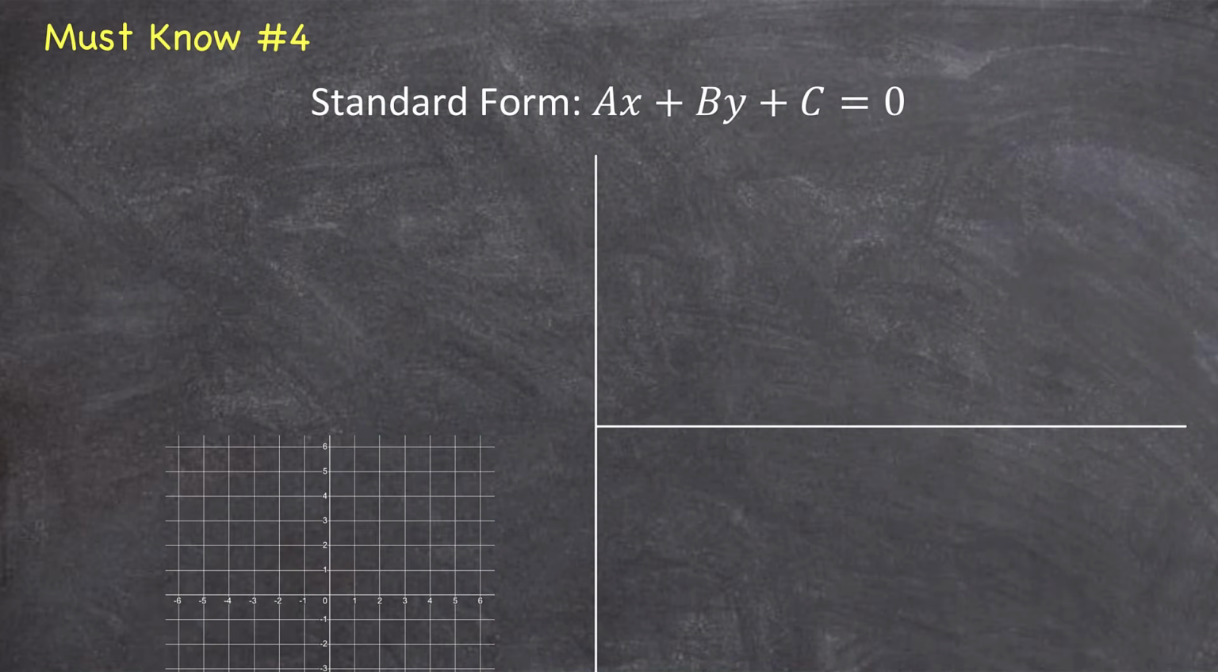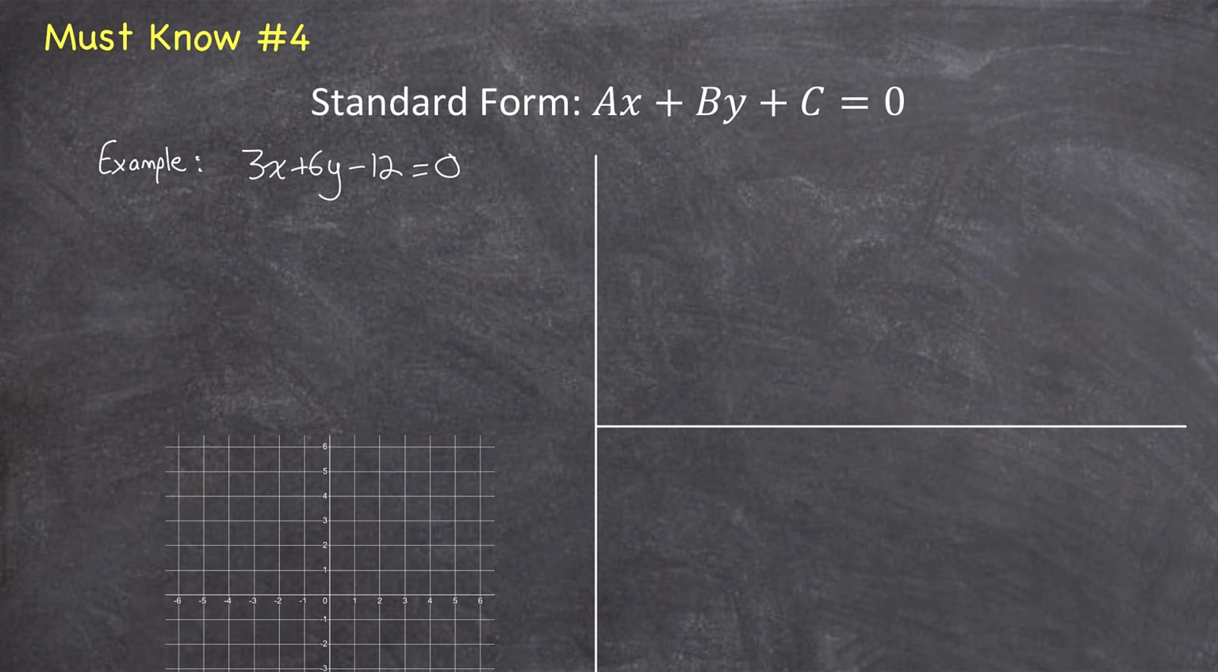Must know number 4. Standard form. Linear relationships can be represented in another format that looks like this: Ax + By + C = 0, where A, B, and C are any integers. An example of a standard form linear relationship would be the equation 3x + 6y - 12 = 0. Now, it should be noted that we could reduce this equation, dividing it by 3 to get x + 2y - 4 = 0, but we'll work with this version.